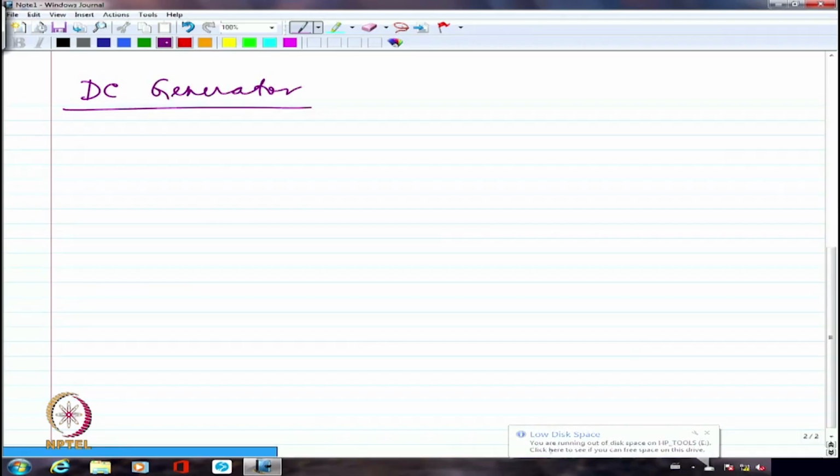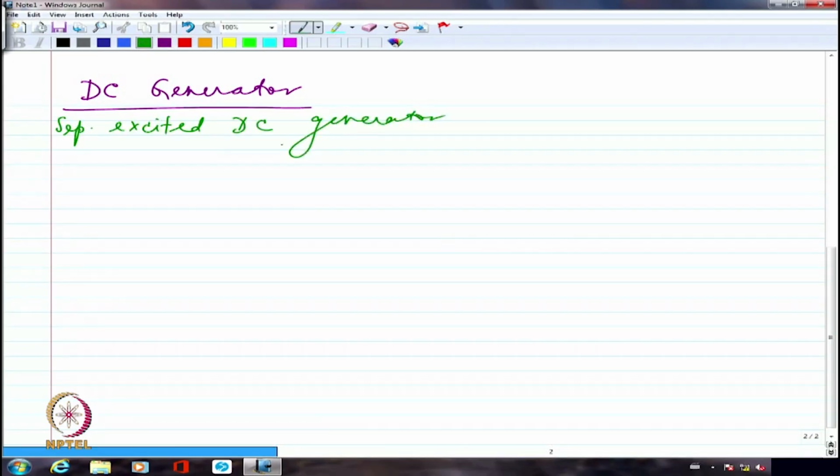Let us take a look again at the DC generator. In that we are looking at the separately excited DC generator. We looked at two characteristics. One is the OCC, the other was the external characteristics, and I had just embarked on discussing armature reaction.